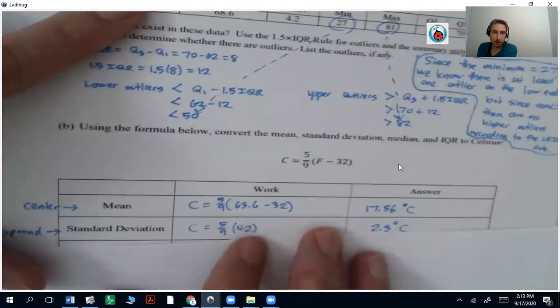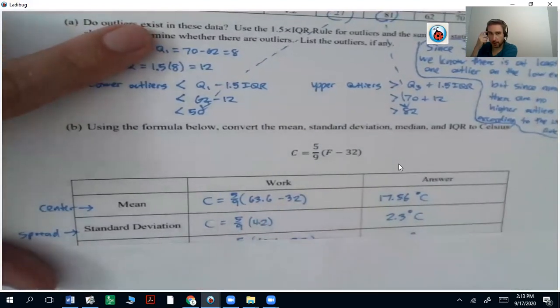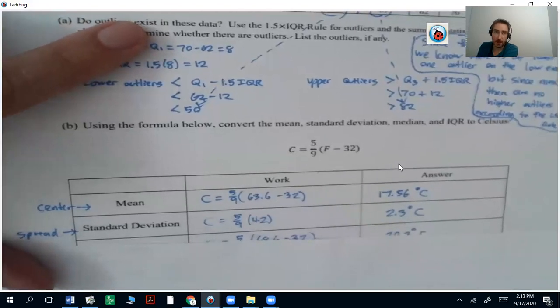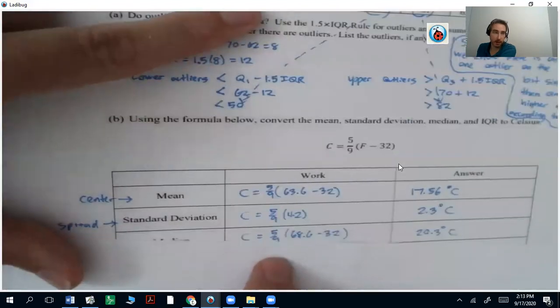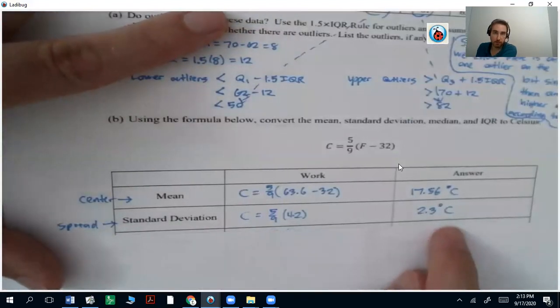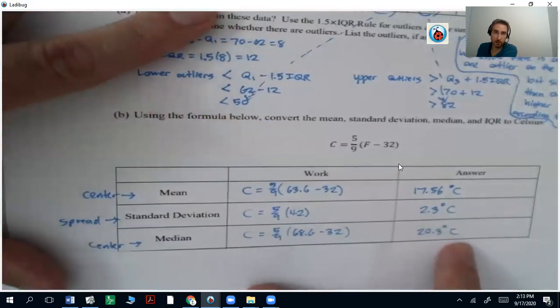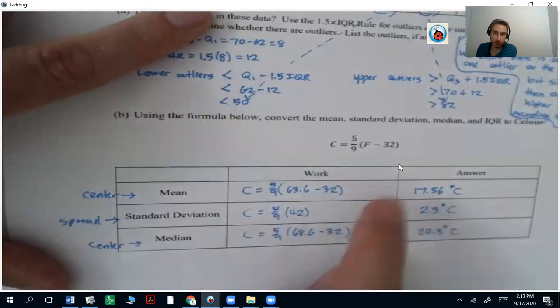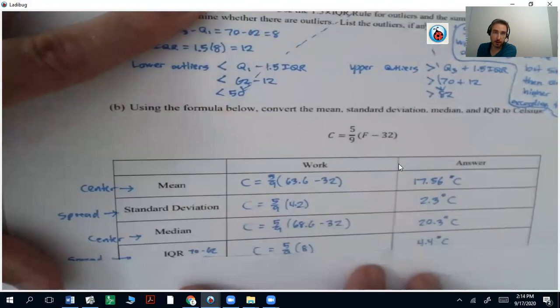That's a center. For the spread, adding or subtracting doesn't affect it. So we only have to multiply that standard deviation by the 5/9, and that's going to give you 2.3. The median is also a measure of center. That's a location, so that does have to follow both the subtraction and the multiplication. And that'll give you 20.3 degrees Celsius.